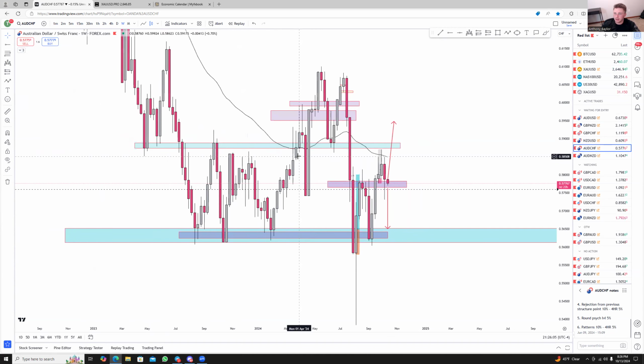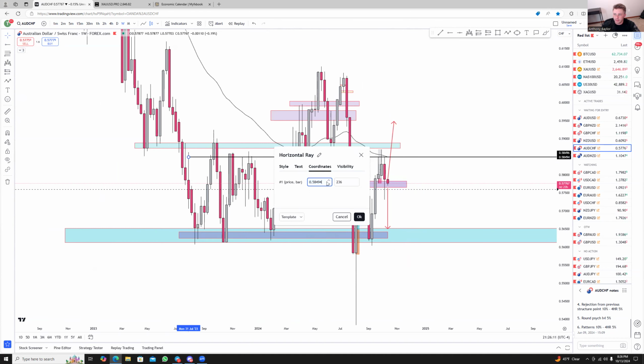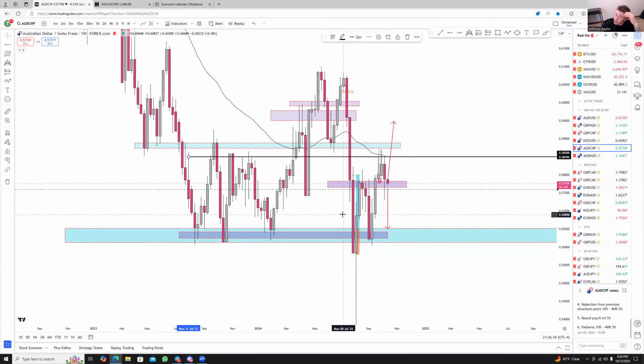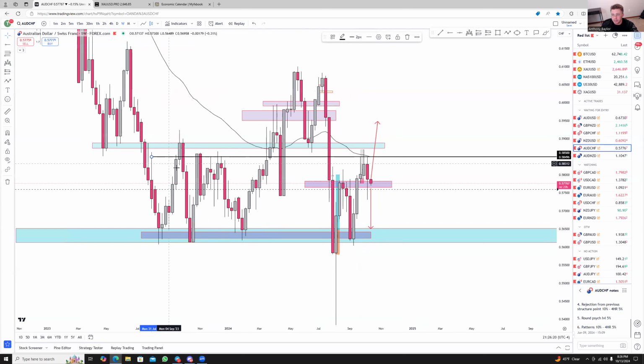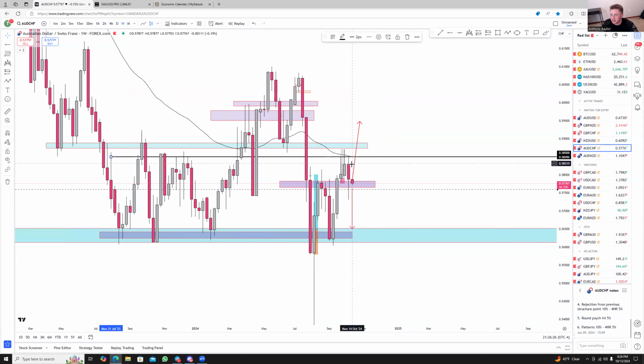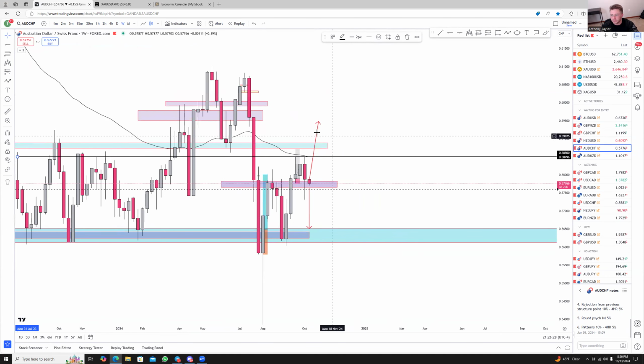Oh yeah, right on the psychological level right there. We can't count it though because it's not in our area of interest, but you can see that is a strong zone. Look how many rejections we got there. And look where our EMA is currently. So I like that. That's nice.